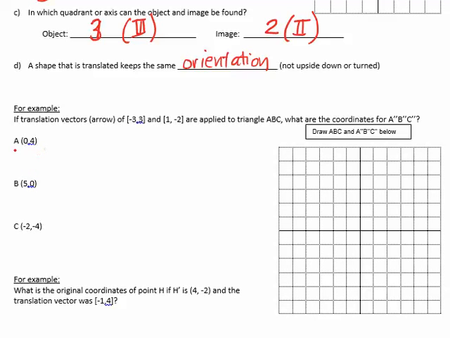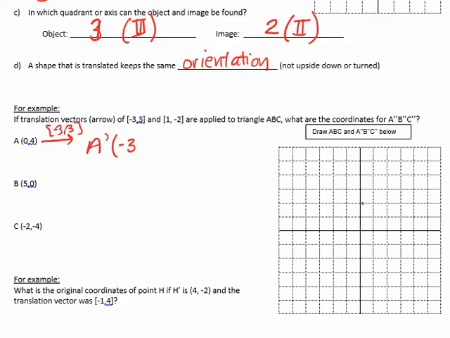So we start with A, and A is 0, 4. Well, if I start with the first translation vector, which is -3, 3, what we need to do is just add them together. So we start at 0. We go to the left 3. That means A prime will be at -3, and I'm at 0, 4.